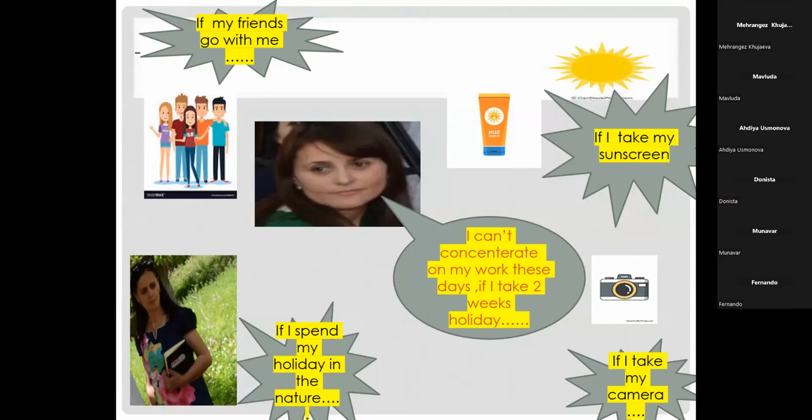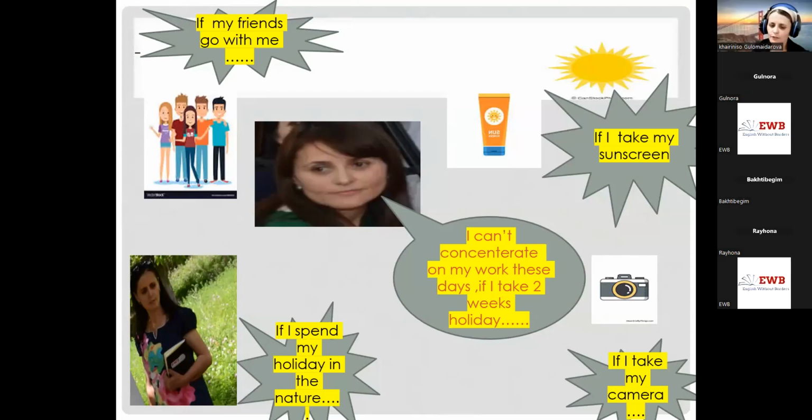And if I take my camera, for sure I can take a lot of pictures. Yes. And if my friends go with me on my holiday, I will be very happy. And why should I take this sunscreen? In order not to get sunburned. Yes. So this is what all these pictures have to do with my picture.